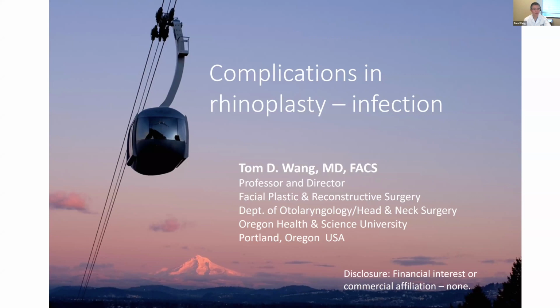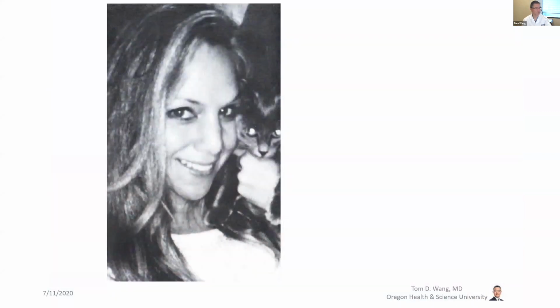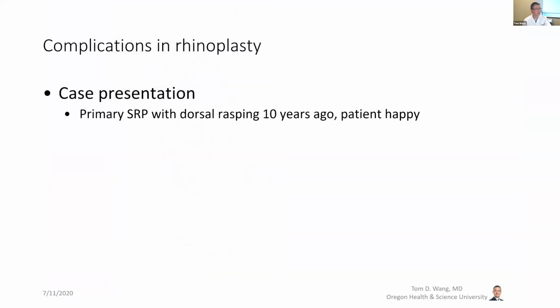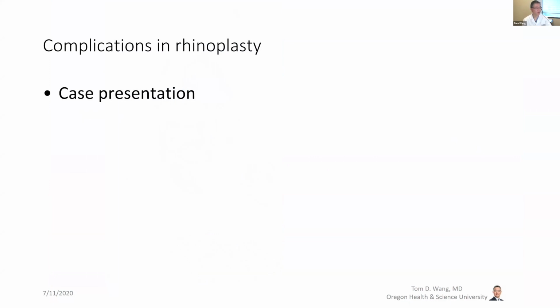Sam didn't specify which kind of complication to discuss, and one of the things that I've been encountering more are infections, as others have talked about. So I'm going to share with you a little bit of my approach. Sam asked us to present this in a case format, so that's what we'll start with. This is a nice young lady who had a little dorsal bump that she was unhappy with, and she underwent primary septal rhinoplasty with dorsal rasping about 10 years ago, done elsewhere, and she was very happy afterwards.